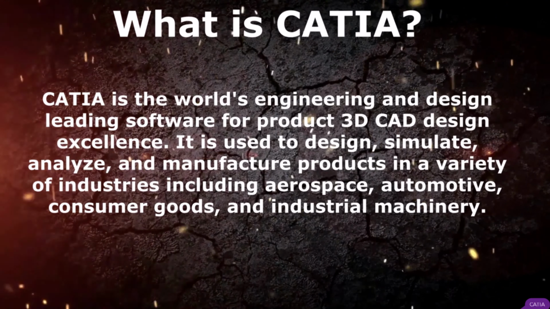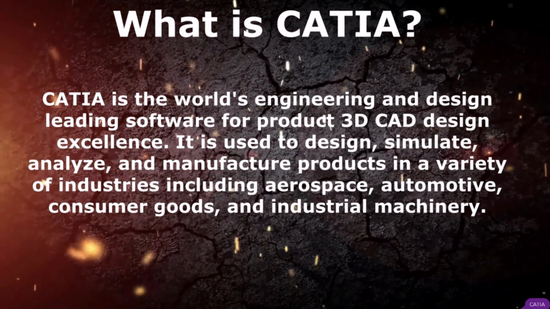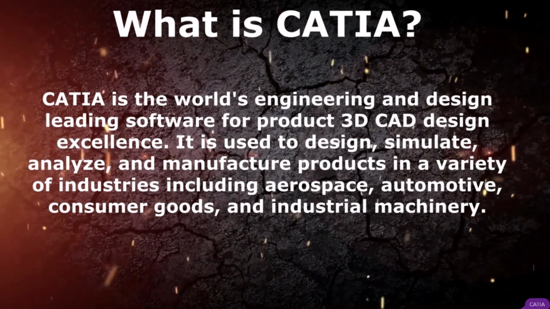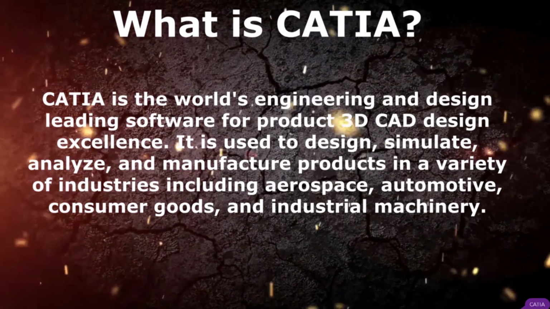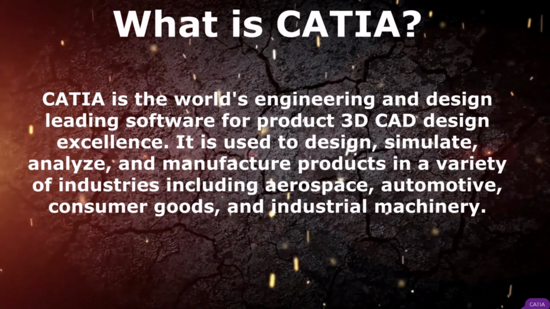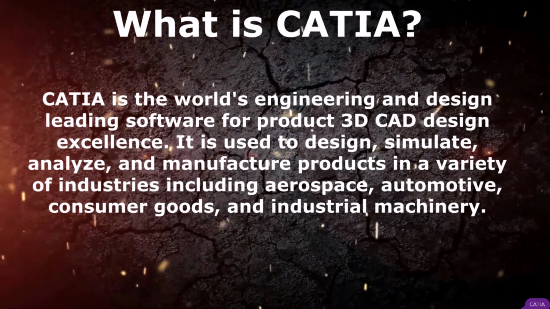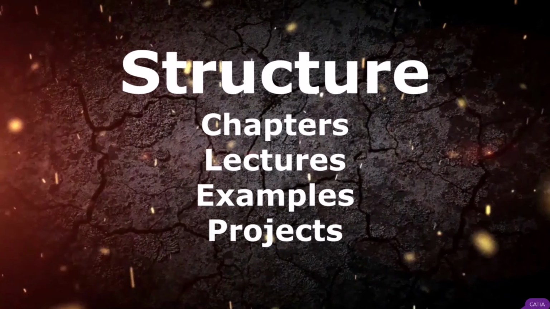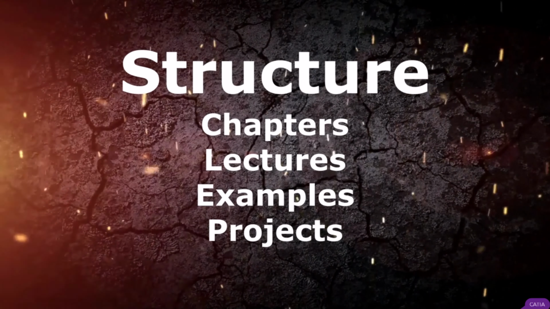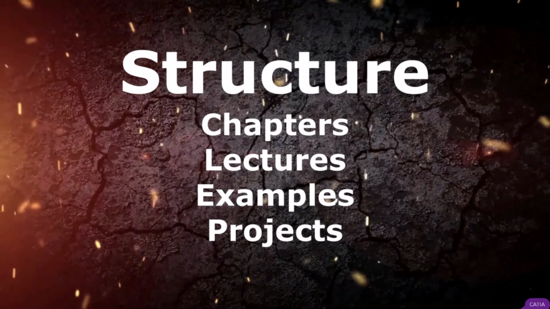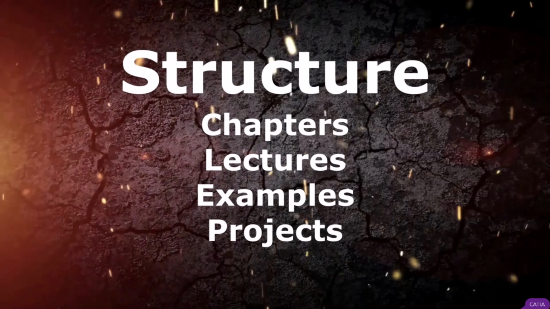So what is CATIA? CATIA is the world's leading engineering and design software for product 3D CAD design excellence. It is used to design, simulate, analyze, and manufacture products in a variety of industries, including aerospace, automotive, consumer goods, and industrial machinery. How is this course structured? This course consists of chapters, and chapters consist of lectures and examples. And at the end of the course, you will find a chapter with real-world examples.